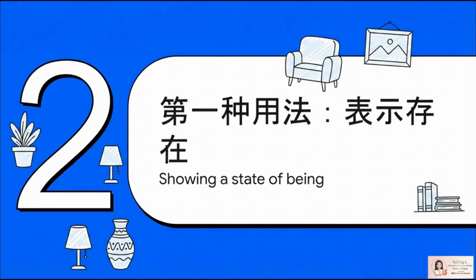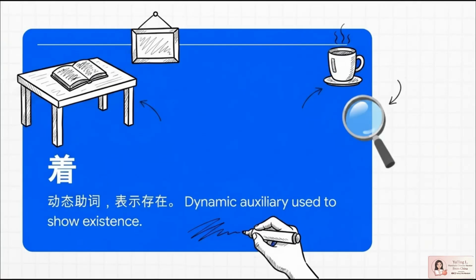Existence, showing a state of being. This one is all about describing a static scene. Think of it like looking at a photograph of a room. So this dynamic auxiliary is used to show existence. In everyday terms, it's exactly like saying an object is sitting somewhere, or maybe it is resting on a table, or hanging on a wall.